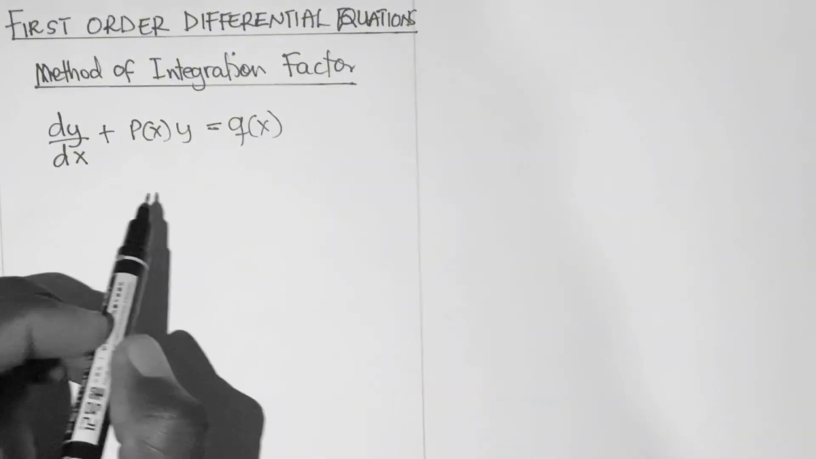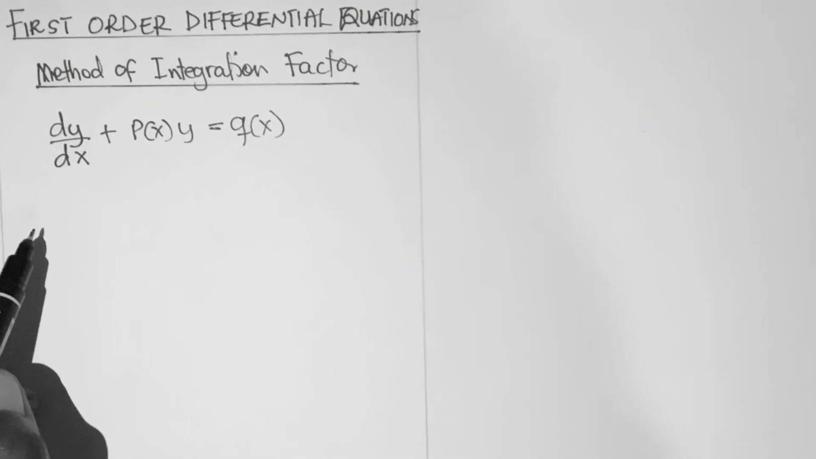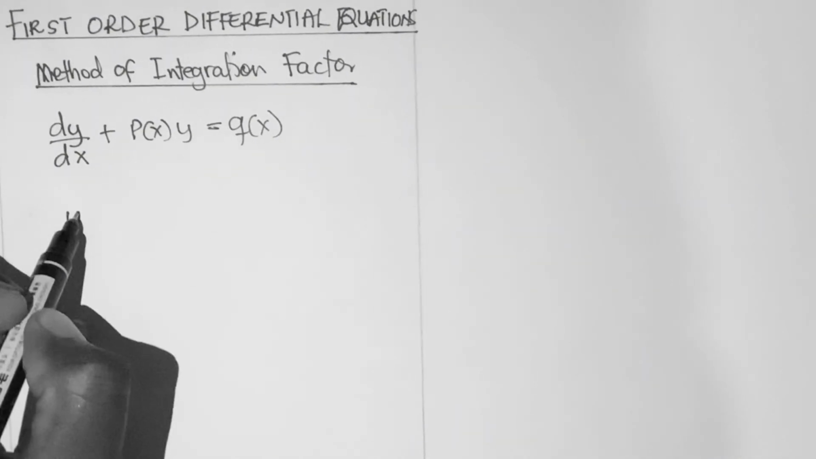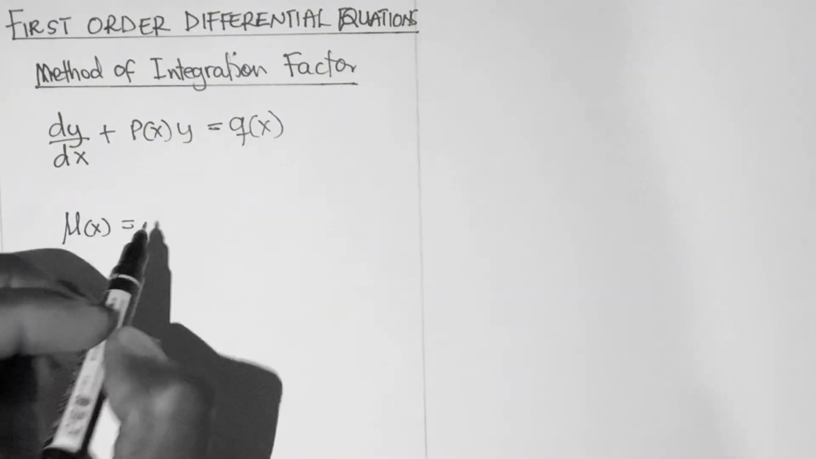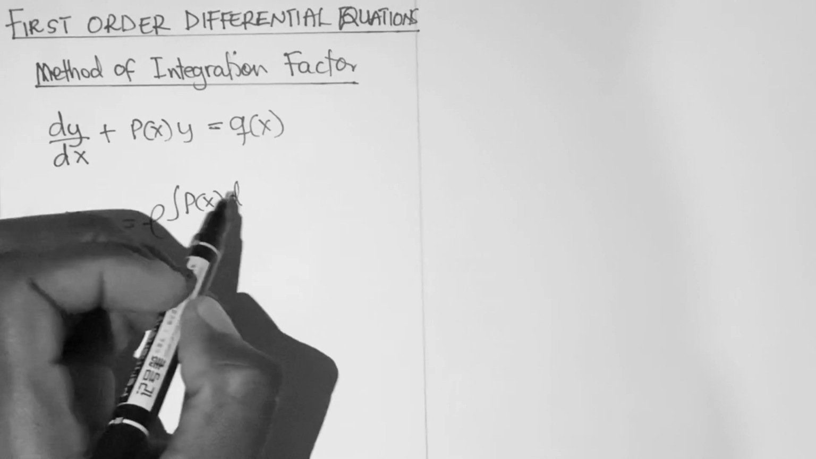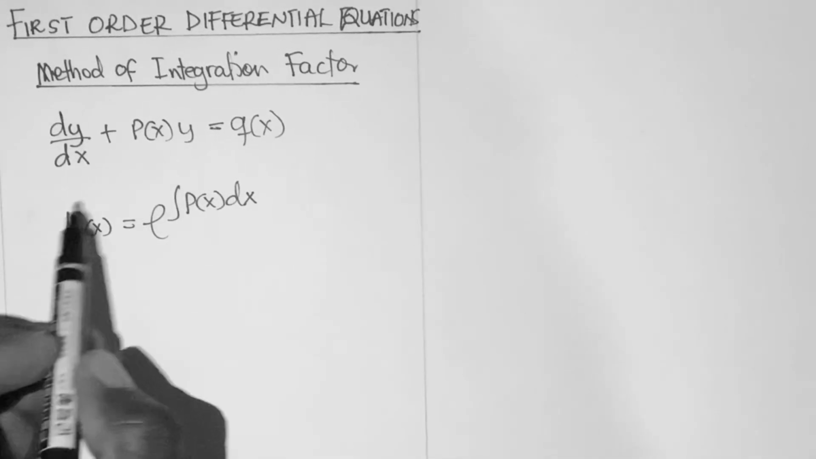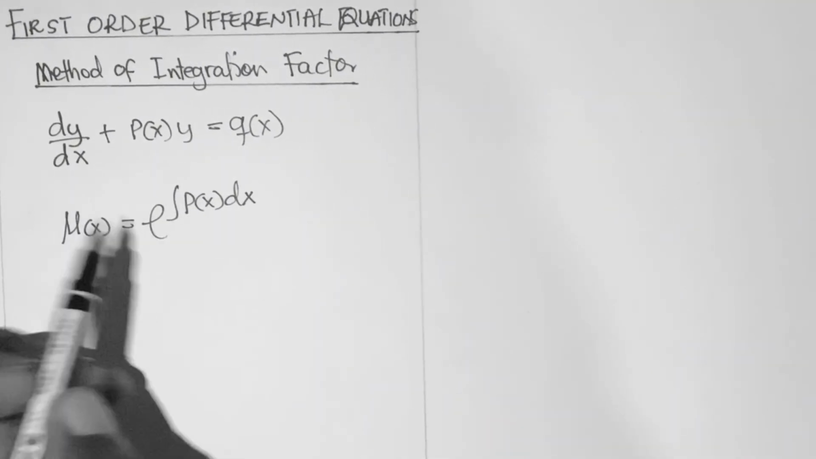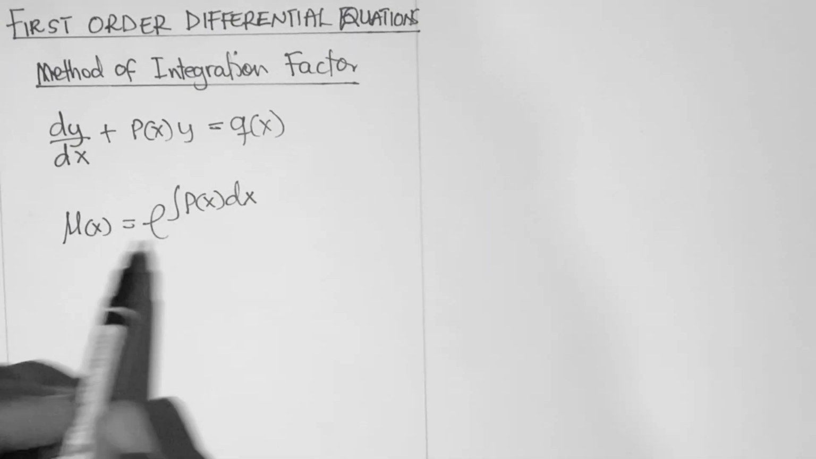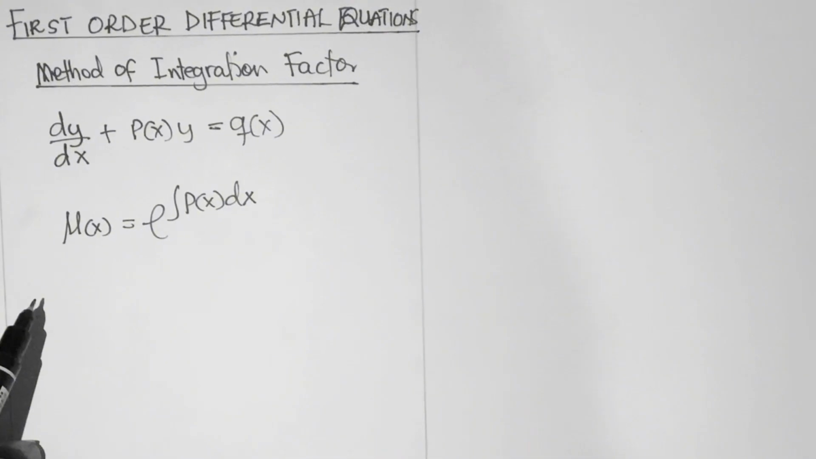So in this form, we look for the integration factor. The integration factor is usually given by mu(x) equals exp of the integral of p(x) dx. When you use this integration factor, you multiply it through the differential equation, and then we will be able to solve the differential equation. So let's take some examples and look at how we can solve problems like that.